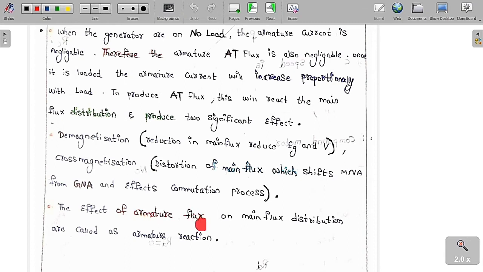The effect of the armature flux on the main field flux distribution is called the armature reaction.